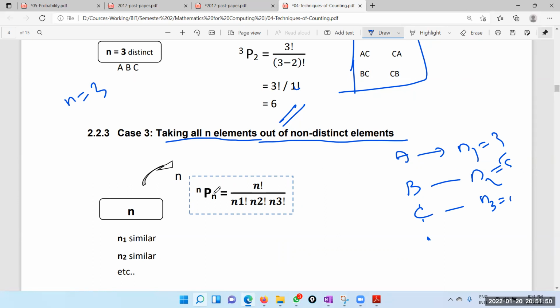The number of possibilities is again nPn, but not distinct. That is factorial n divided by factorial n1, factorial n2, etc.